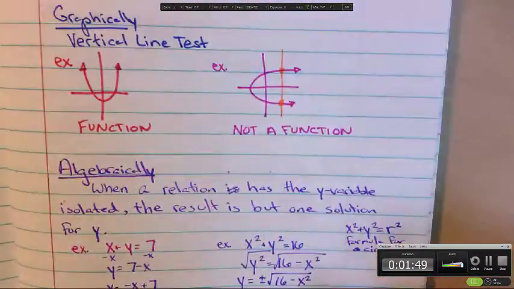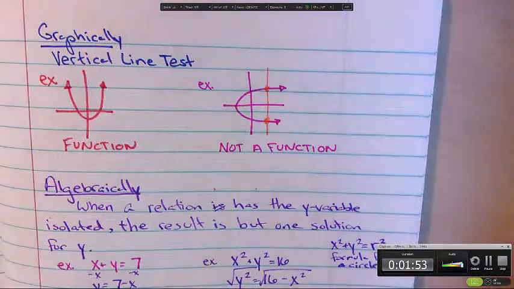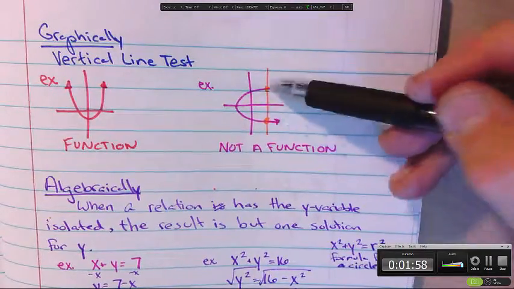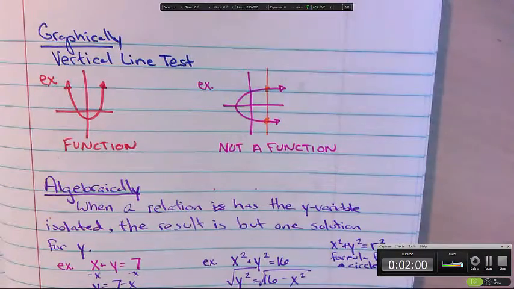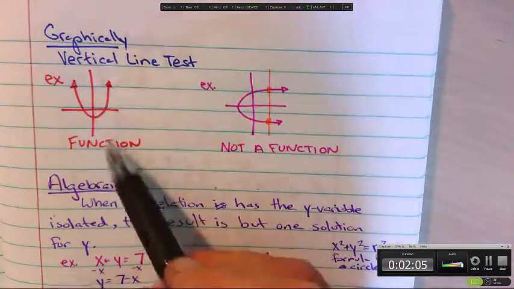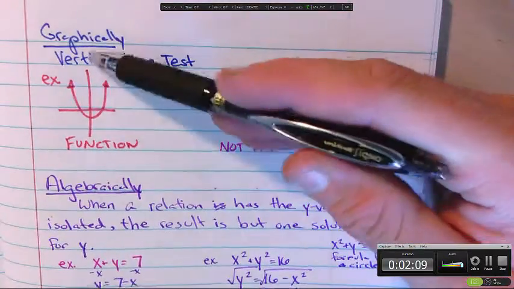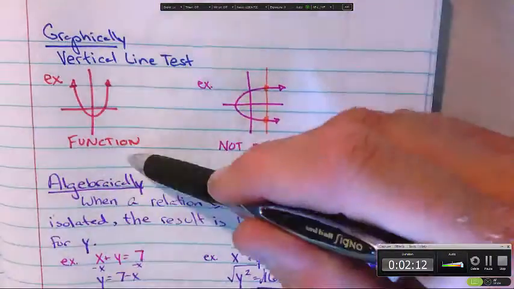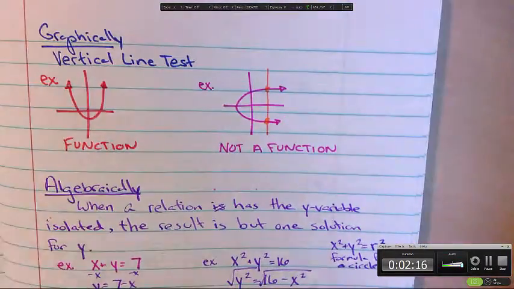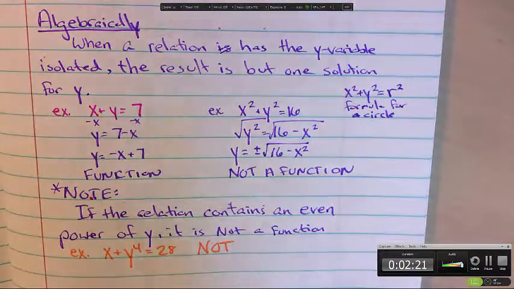And then we went over how to tell if it's a function graphically, using the vertical line test. Guys, we went over this last year. The vertical line test is that if at any point you draw a vertical line and it crosses the graph of the relation in more than one spot, then it is not a function. So if we look here, this is a parabola. No matter where you draw a vertical line, it will never cross this parabola more than once, so it's a function, whereas this one is not a function, because if we draw a vertical line here, it crosses twice.